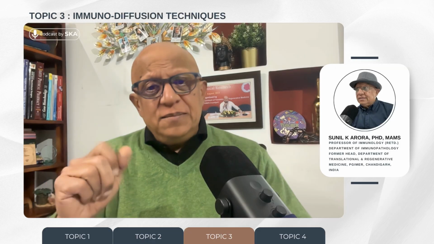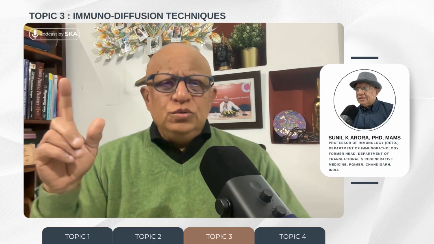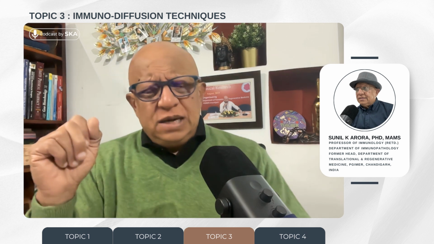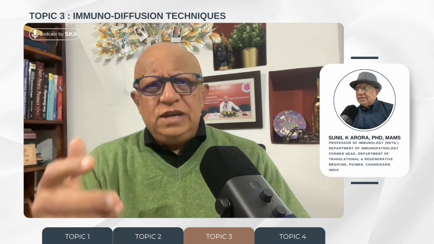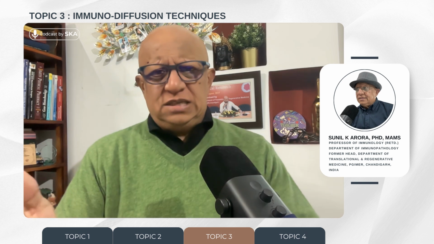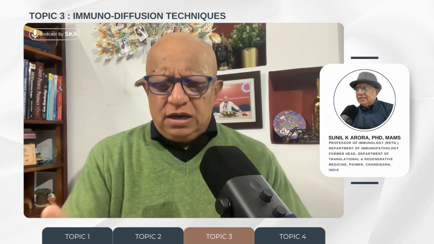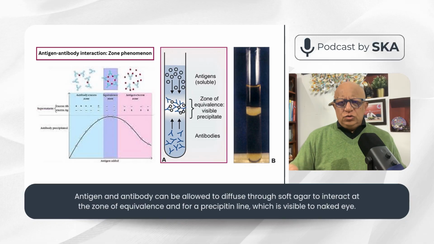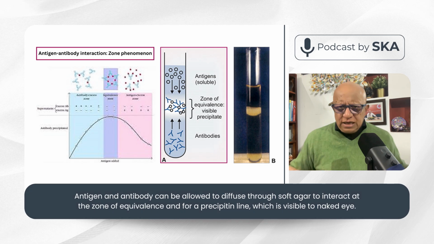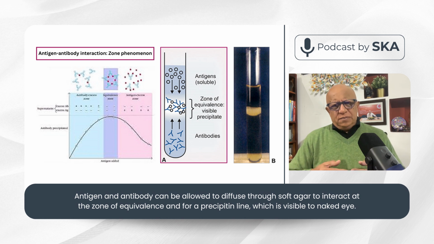But there are other amazing techniques which we used to use a long time back. When I was a student, we had many good techniques which are called the immunodiffusion techniques, and they are done in a soft agar. And in the soft agar you can mix the antibody and you can add soluble antigen and antigen antibody diffuse, and wherever they have the zone of equivalence, they will form a precipitin arc.